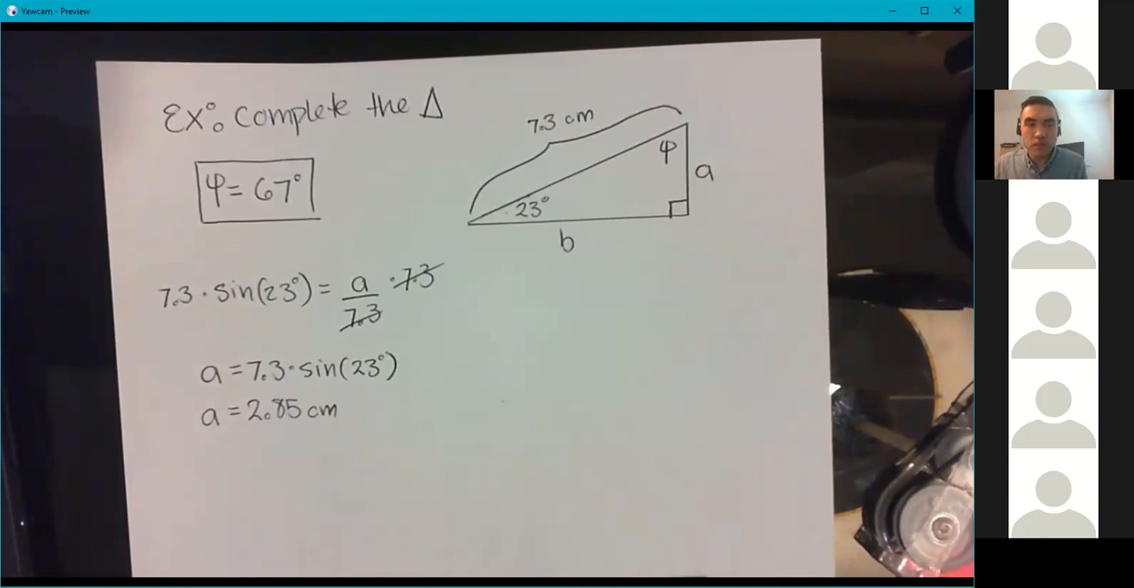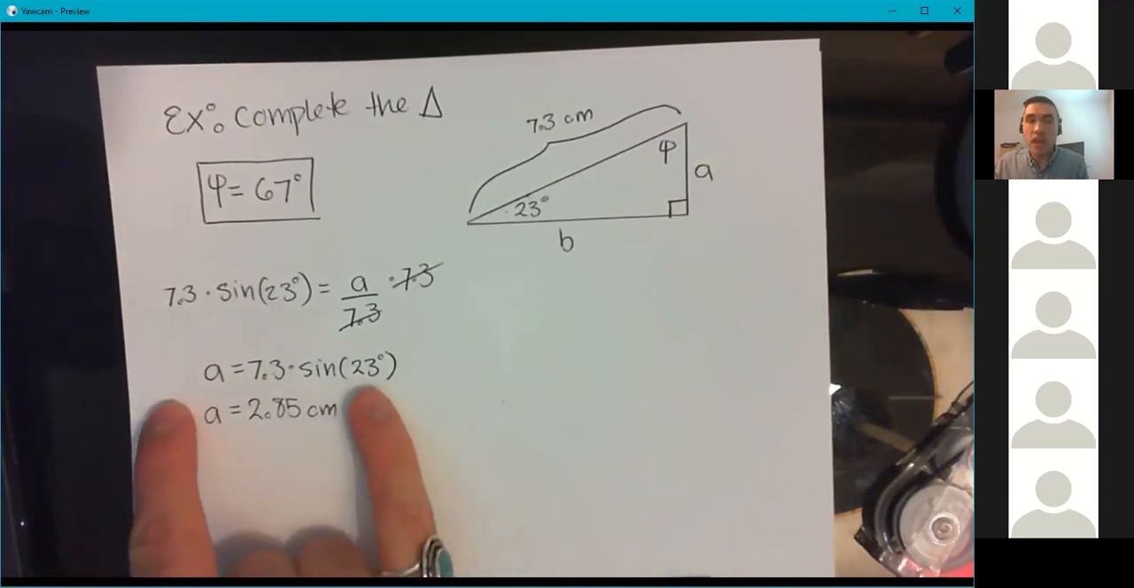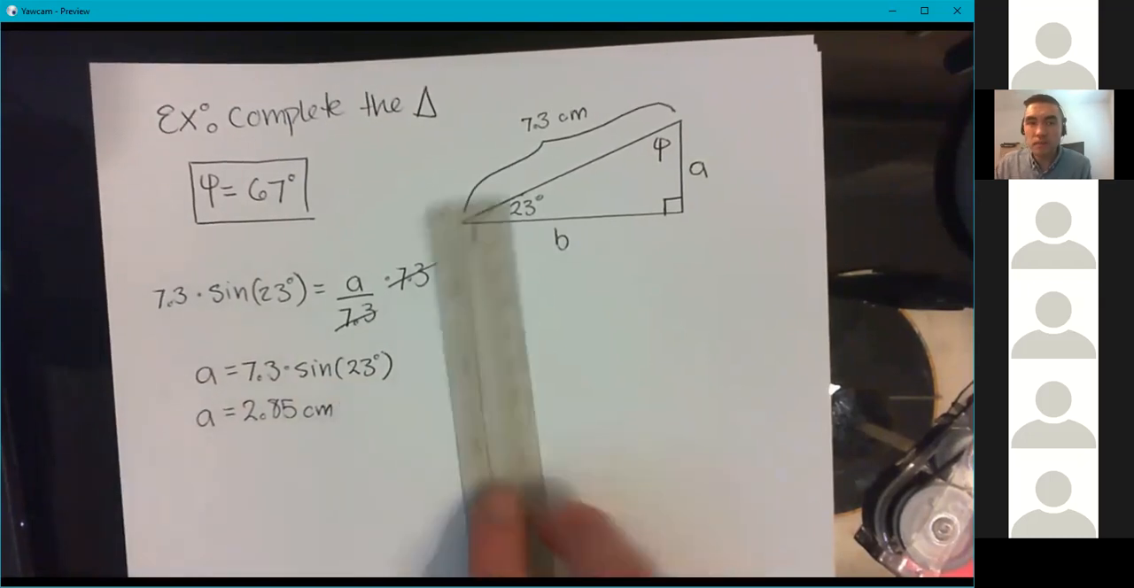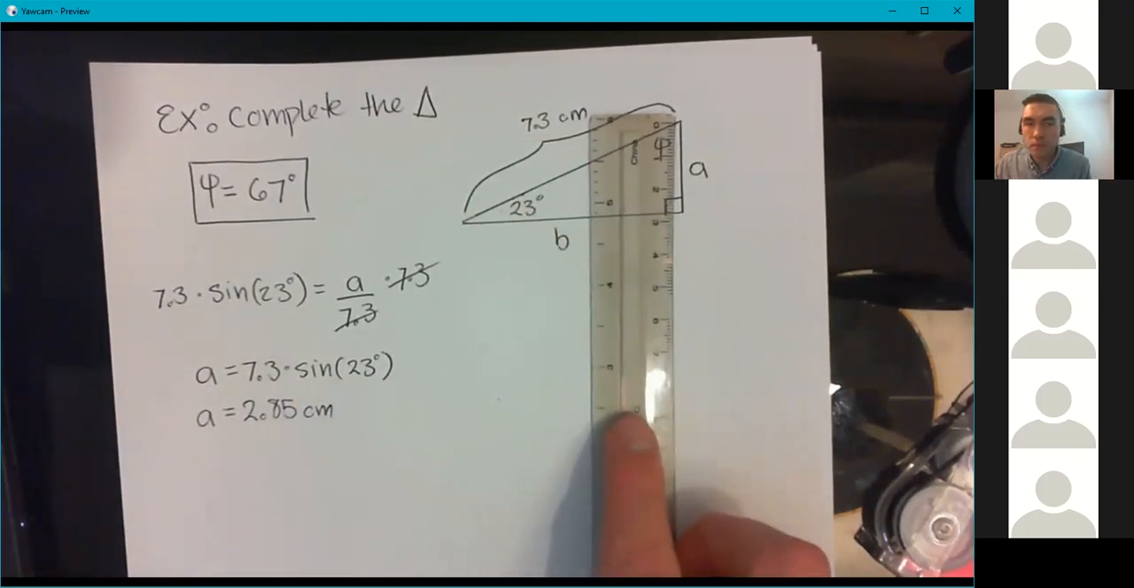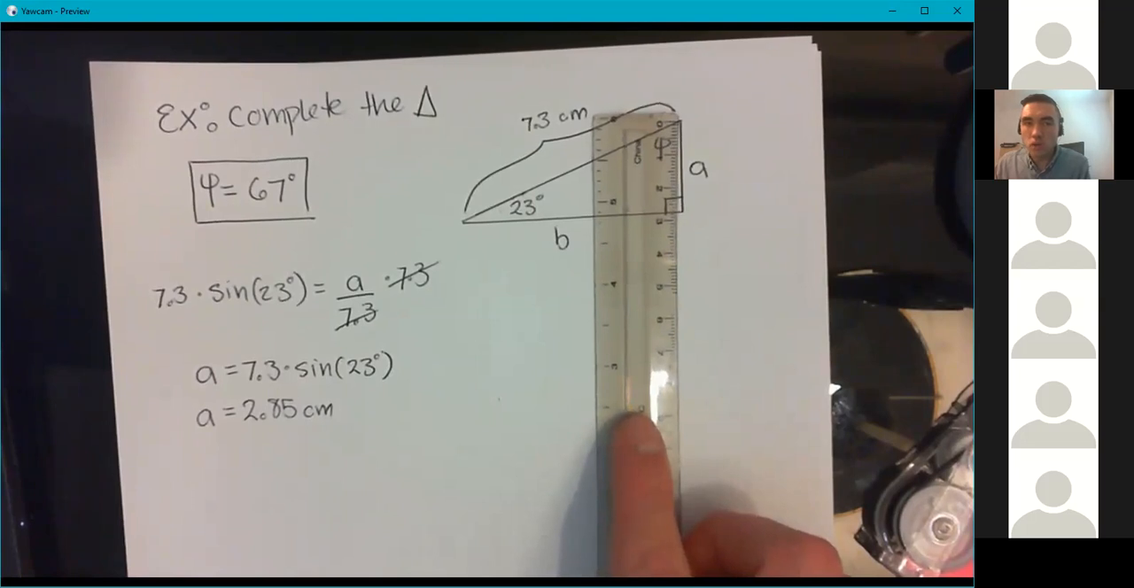I'm doing a little bit of science. This is our hypothetical answer for length a. This is what the math tells us. Let's see if it's right. Oh, what do you know? It's right. 2.85 centimeters precisely.